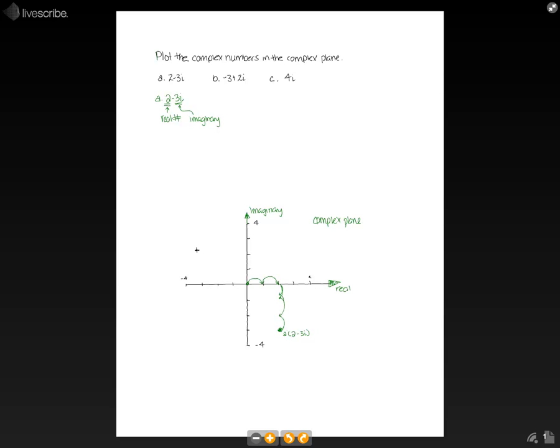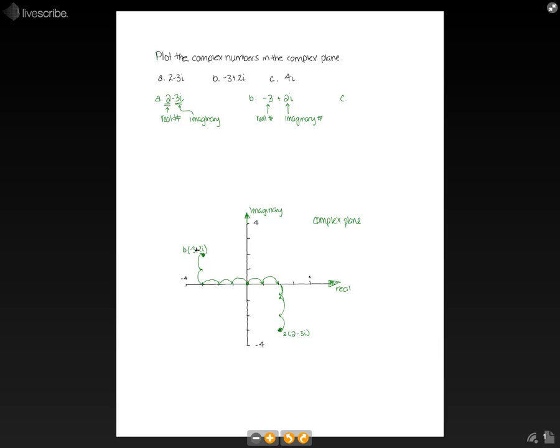We can follow the same pattern for B and C. For B, we have minus 3 plus 2i. Negative 3 is our real number. Positive 2i is our imaginary number. So we start at the origin and move three units to the left, so negative 3 units on the real axis. So 1, 2, 3. And then since we have plus 2i, we move 2 units up the imaginary axis. So 1, 2. And this is where point B is, which corresponds to negative 3 plus 2i.